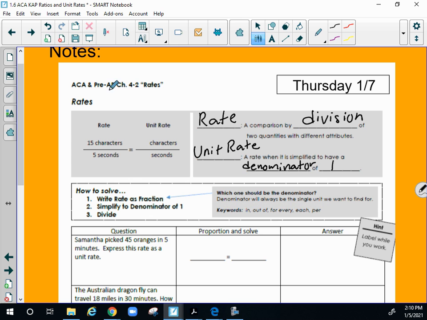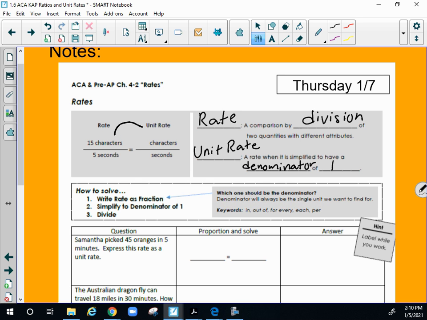So if you look over here, our rate would be 15 characters per 5 seconds. So 15 characters, like if you're typing maybe on a computer, you might type 15 characters in 5 seconds.